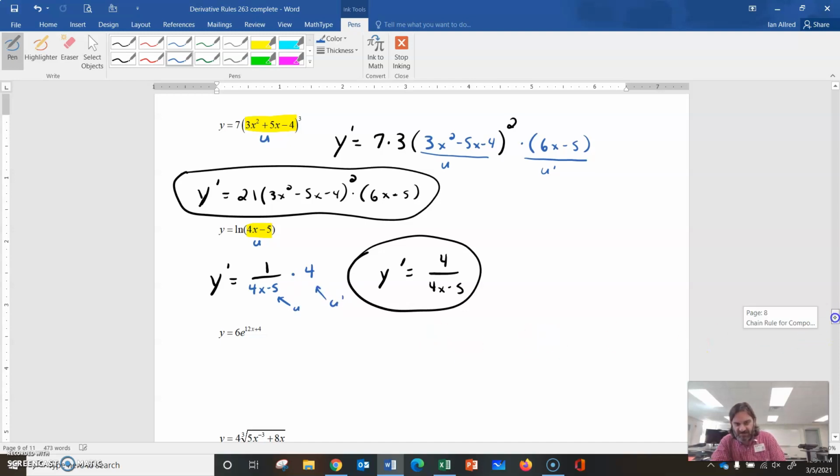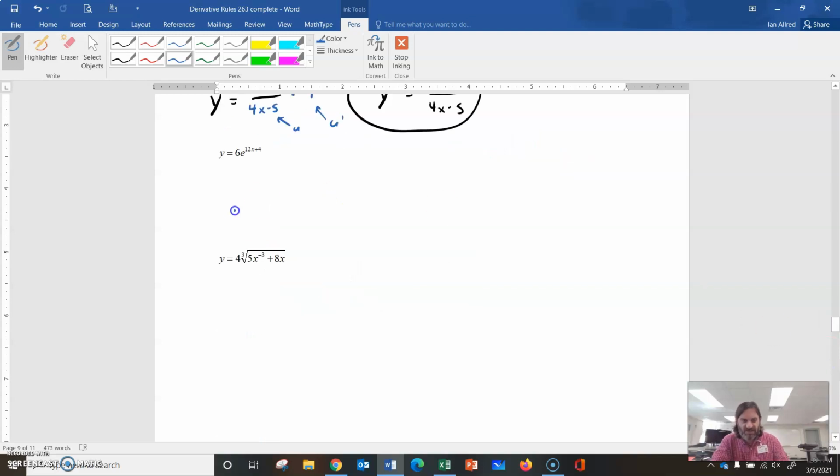All right, go down just a little bit. 6 times e to the 12x plus 4. Before, the 12x plus 4 was the g, and we understand that to be the u. So let's see here. Y prime equals, the 6 will stay there. It'll be e to the u. So if u is 12x plus 4, it's still e to the 12x plus 4. But then we tack on the u prime, which will be just 12 in this case. So up here, this is the u. And then out to the side is the u prime.